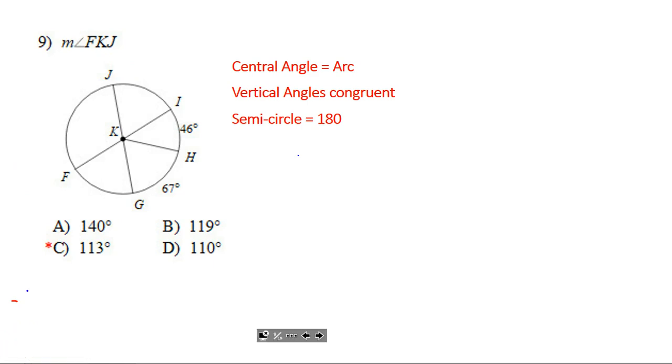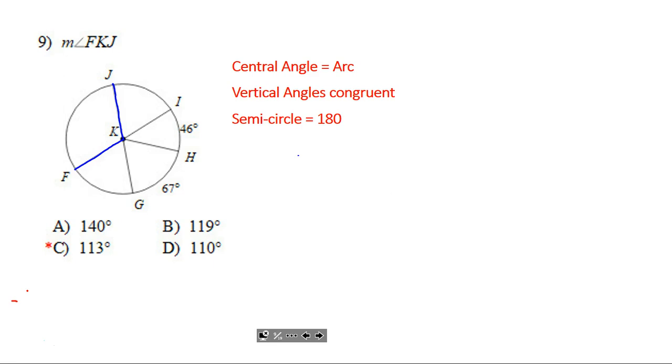So for number 9, I told you guys to write down 3 concepts: that a central angle is equal to an arc, that vertical angles are congruent, and that semicircles are 180. On this one, most of us, we did this together. So this is the angle we're looking for right here. And we want to be able to solve for this angle.